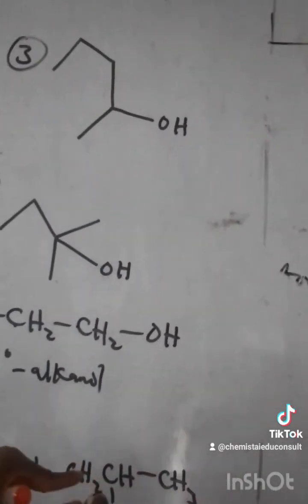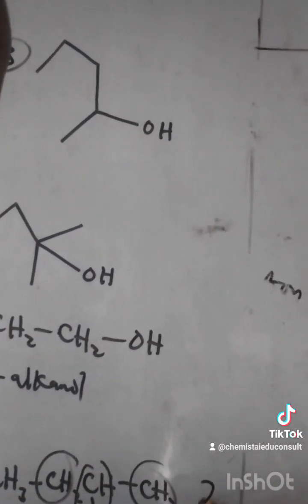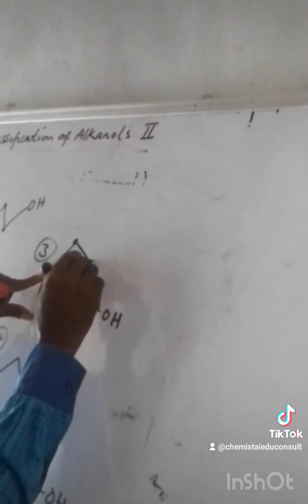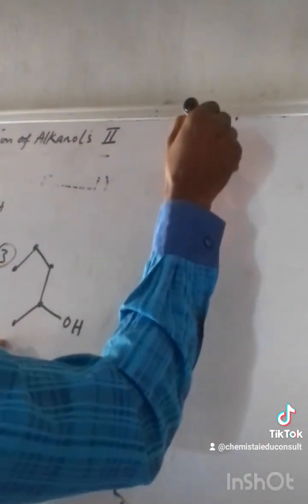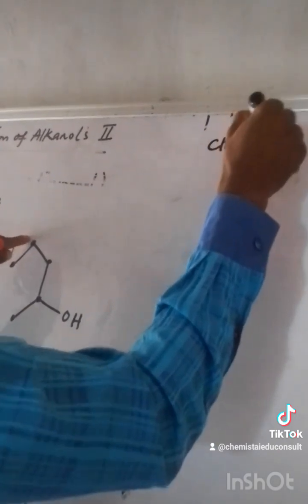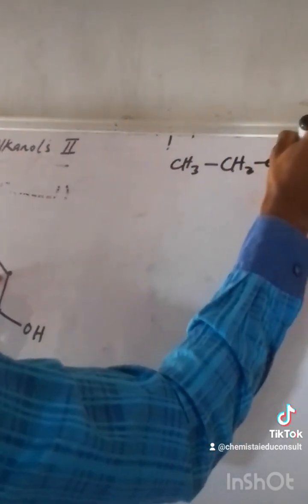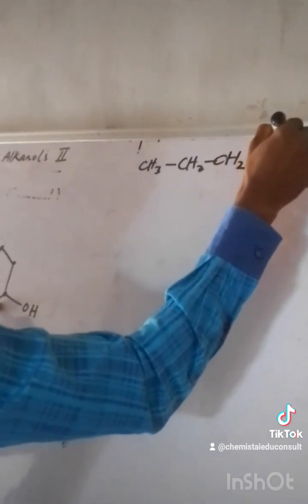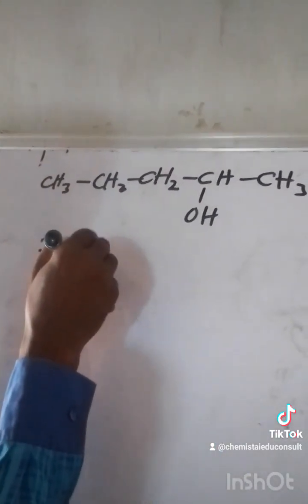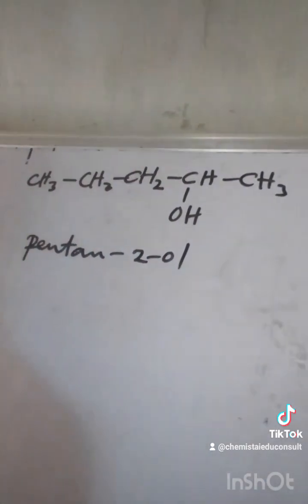Look at the carbinol carbon here. It's bonded to 2 different carbon atoms. Therefore, this is secondary alkanol. We move to number 3. How many points there? 1, 2, 3, 4, and 5. So this is CH3, CH2, CH2, CH(OH), and finally CH3. So this is pentan-2-ol.